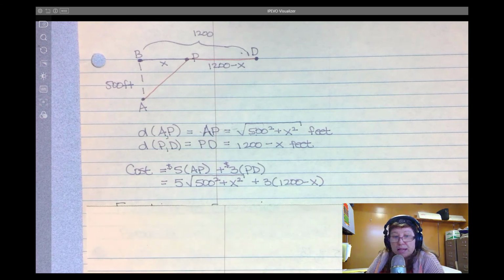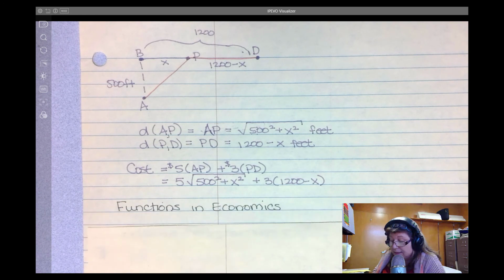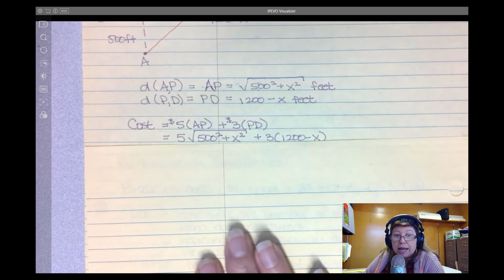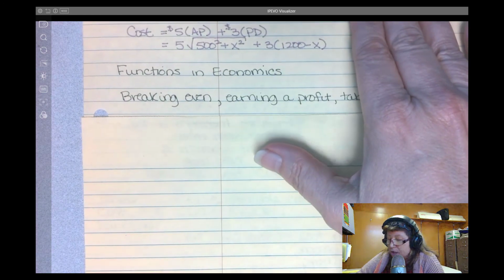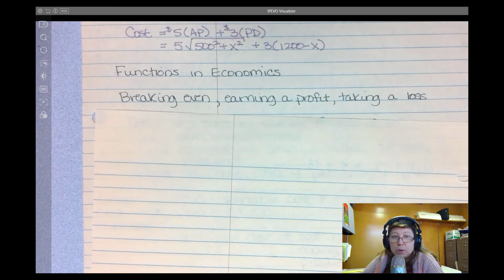Now, functions play a very important part in economics. This is really economics of a business, but in general, economics. There are 3 things I want to talk about with economics. There's a break-even point, earning a profit point, and of course, taking a loss. That's the thing we want to avoid.